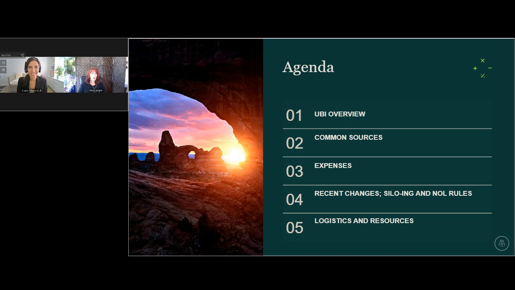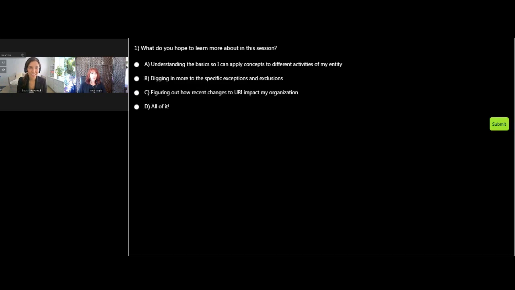So we'll kick it off with a polling question. What do you hope to learn most about in this session? Understanding the basics so I can apply concepts to different activities of my entity, digging in more to the specific exceptions and exclusions, figuring out how recent changes to UBI impact my organization, or all of the above. So in order to get CPE credit, we need to have you answer, and we also know where to spend more time in our presentation. We like to adjust to what the audience is looking for. So we'll give people a couple minutes here.